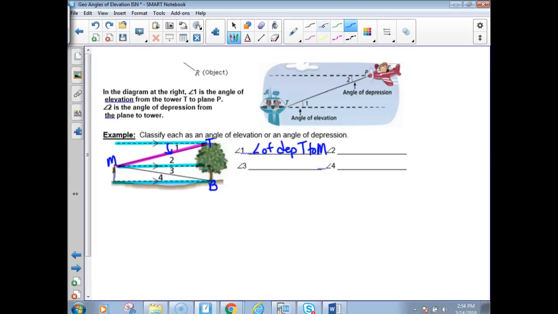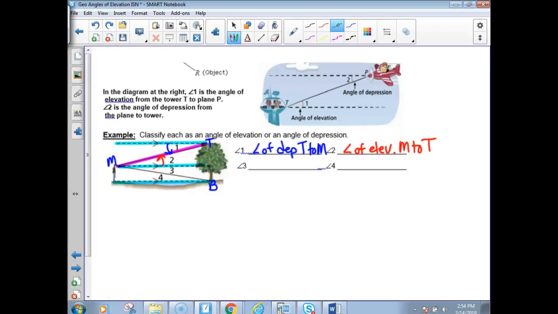Angle 2, is that opening up or down from that blue horizontal line? Well, that angle is opening upward, and it would be from the man's face looking at the top of the tree. So this would be an angle of elevation. You can write ELEV for right now, and that would be man to tree, or M to T.